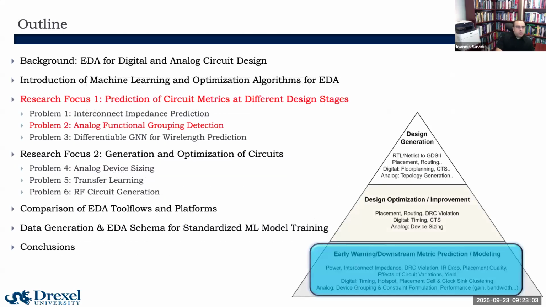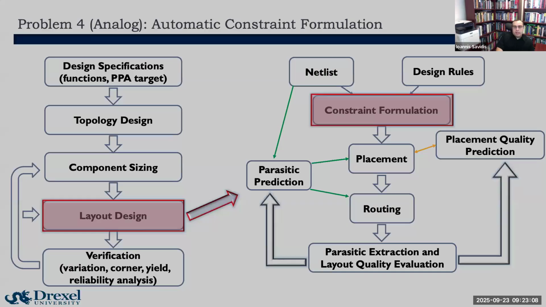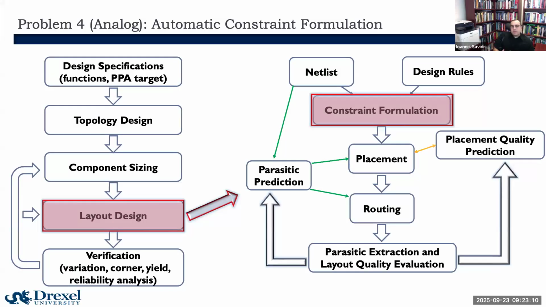Okay, so we also did work on analog functional group detection. And so when you're thinking about this, similar to the digital space, in the analog space, we can decompose the layout design steps of the design flow into more detailed steps as shown on the right. And by feeding the net list and design rules provided by the PDK, constraints are basically formulated and used to guide placement and routing optimization. And ML can be used for each of these steps. That's the point here, and especially for estimating placement quality and interconnect impedances.